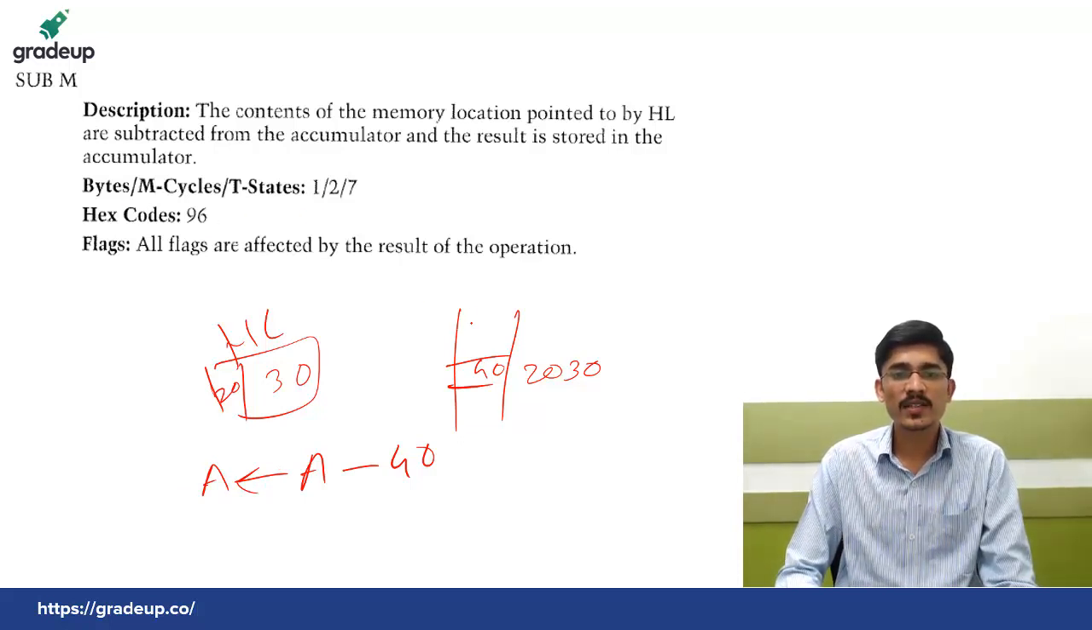So it was subtract M. It requires only 1 byte, as well as 2 machine cycles, opcode fetch and memory read. Opcode fetch requires 4 T states, as well as memory read requires 3 T states, so it will require 7 T states. And as I said, it is an arithmetic instruction, so all flags will be affected. So you can remember it in this way.